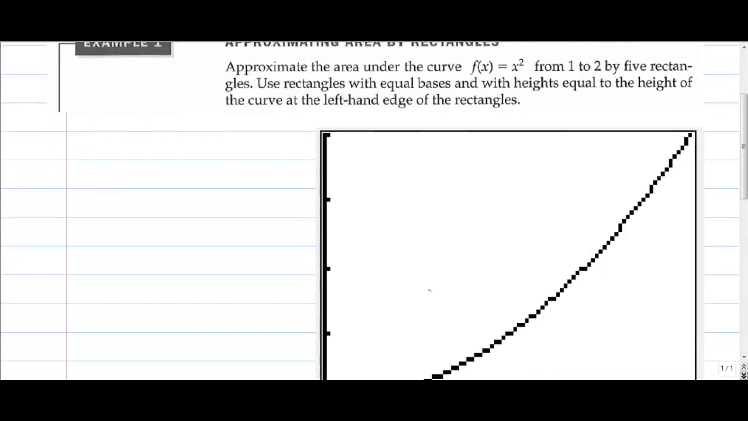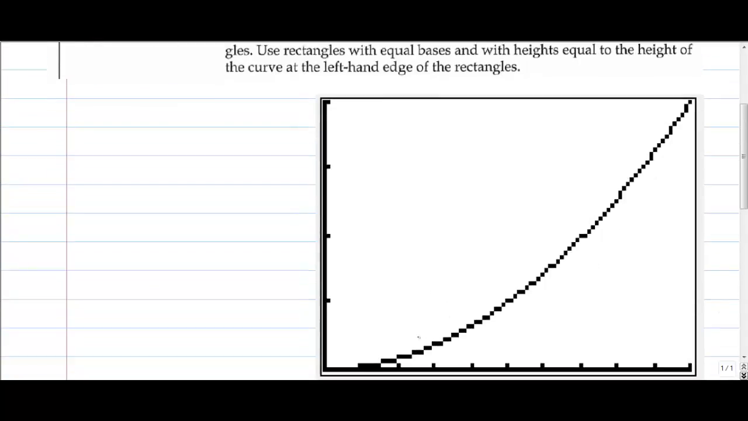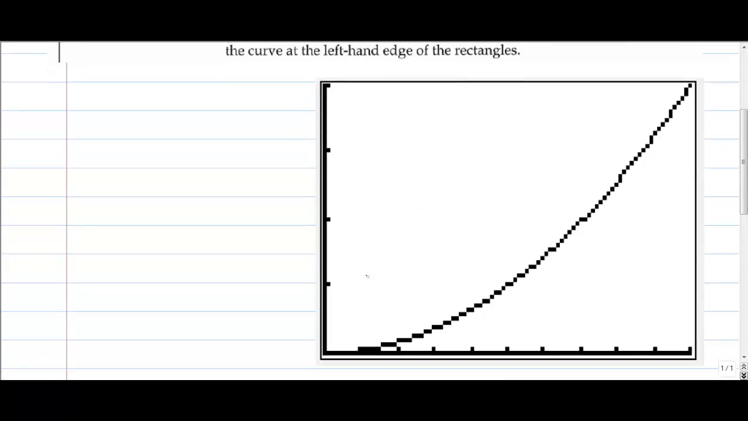Now what I've done is I have graphed this function. You can use your graphing calculator. And we want to go from 1 to 2. That's 0, this is 1 right here, and this is 2 right here. And we want to find this area between the purple lines.